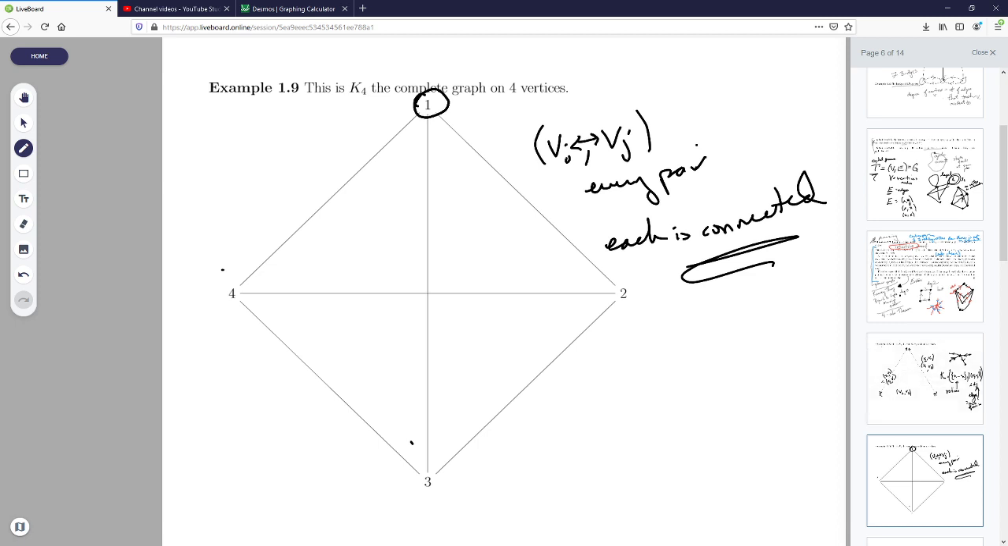So basically, each node touches every other node. Yes. So this is like the definition of a K4. So these are not.